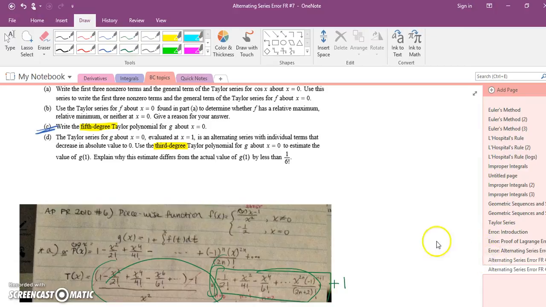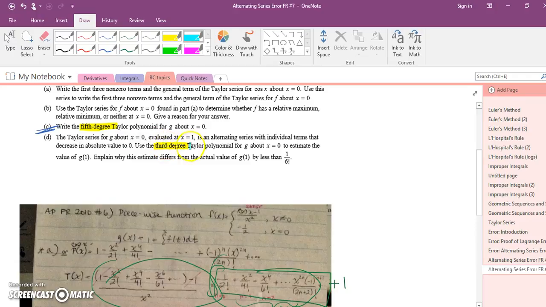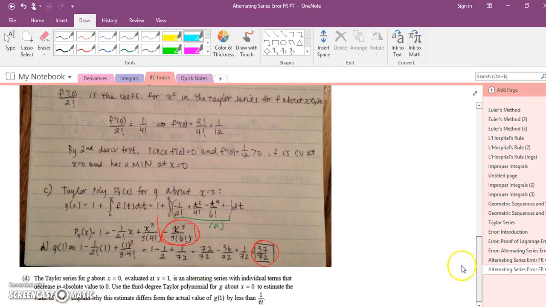You know how in the last one we had to go through the checklist ourselves and find a sub n? This one, they literally hand it to you. They say, okay, find an approximation using a 3rd degree Taylor polynomial. Then they say g is also an alternating series. So check. With individual terms that decrease, check, to 0. Check. You don't have to do anything. It's right there at you. All you have to do is go get the next unused term in order to explain why our estimate differs from the actual value by less than 1 over 6 factorial. Again, 1 over 6 factorial is pretty small, so our estimate's good.